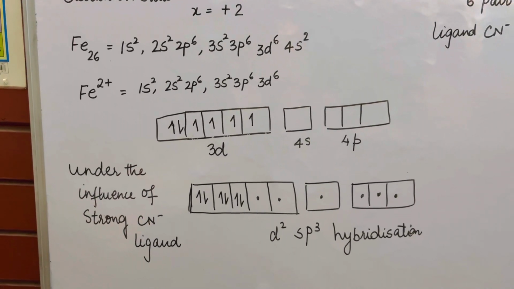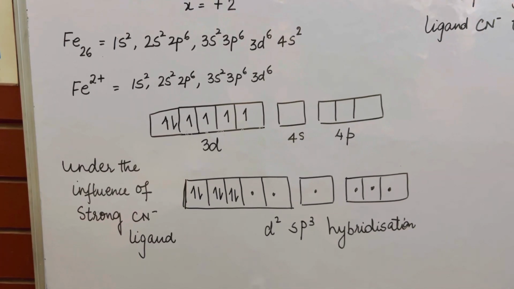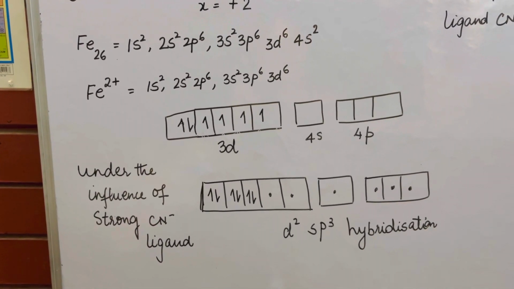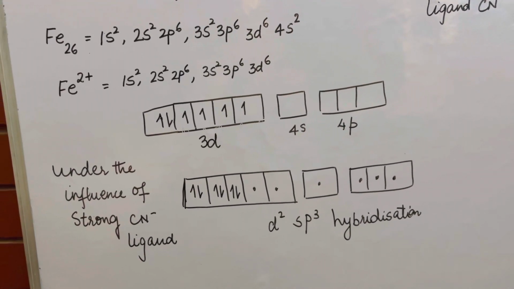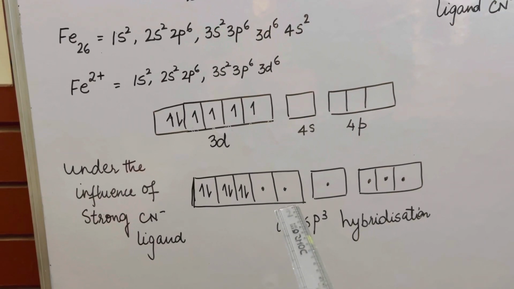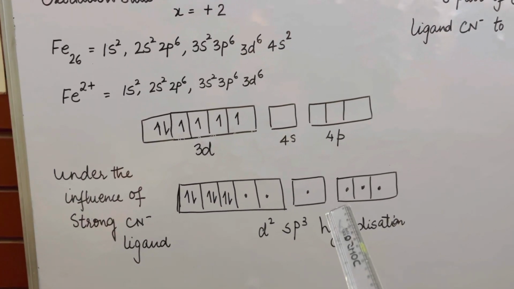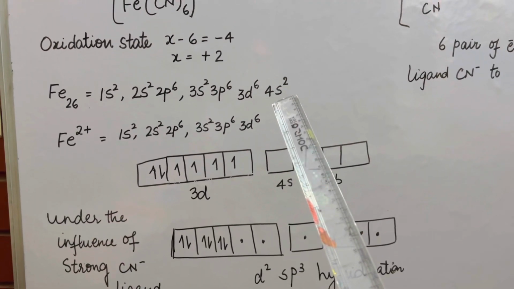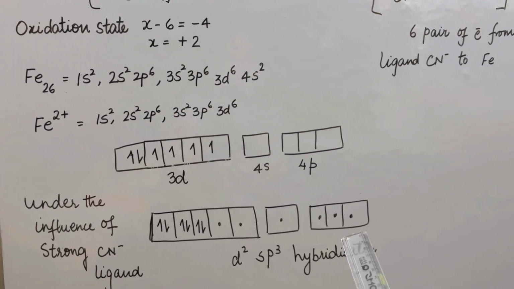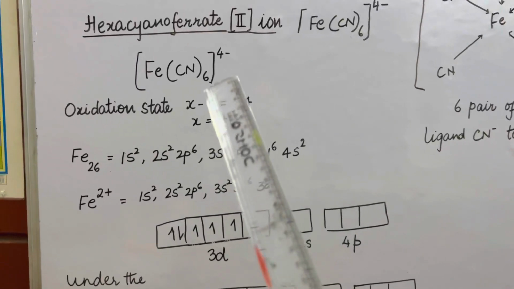Now, under the influence of a strong ligand, and cyanide is one of the strongest ligands, pairing of electrons takes place. After pairing of electrons takes place in this 3d, you can see that there are 2 empty orbitals present here in d. And since we were in 4s earlier, 4s is also present, 4p is also present. They are all vacant. And we have 6 ligands here.